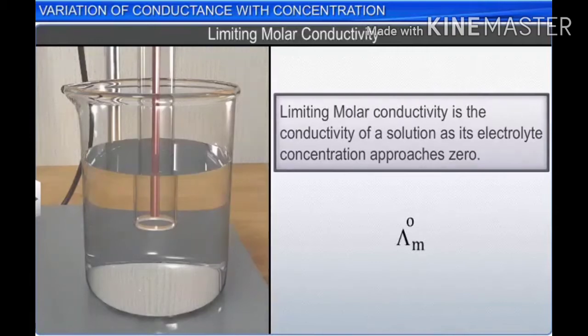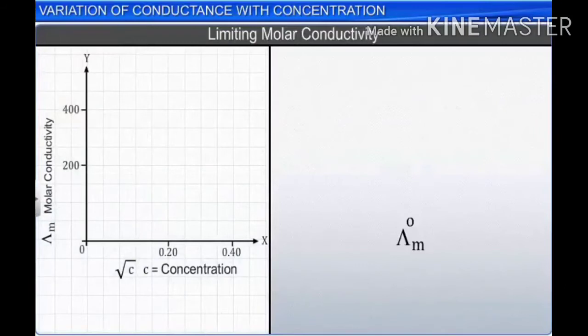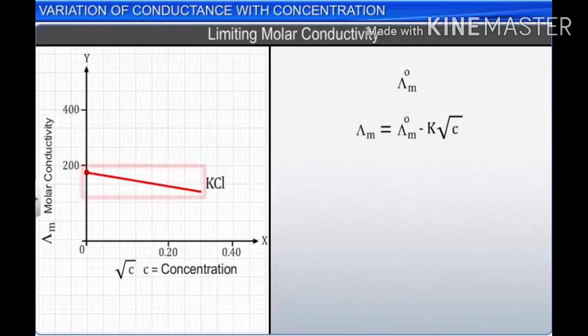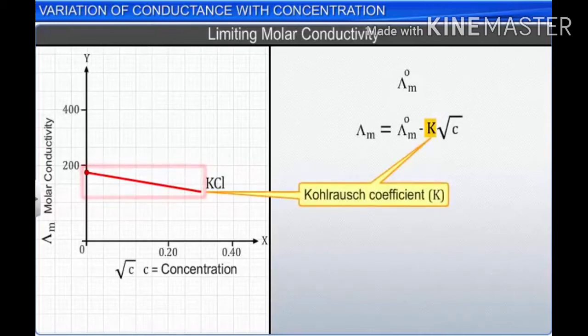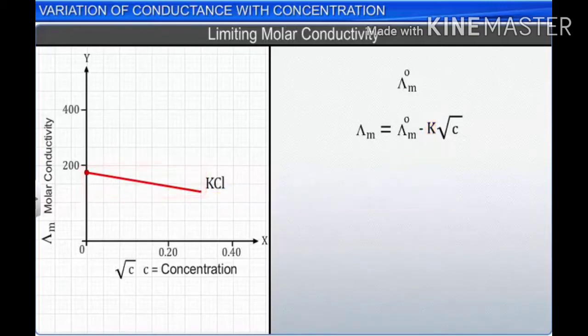The molar conductivity of strong electrolytes is weakly dependent on concentration. If we plot a graph of molar conductivity against the square root of concentration, we see that the y-intercept is the limiting molar conductivity. The slope of the resulting line is the Kohlrausch coefficient, which depends on the specific salt. The Kohlrausch coefficient depends on the cation and anion charges of the ions formed by the electrolyte.